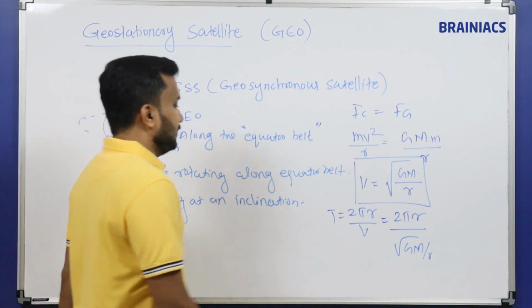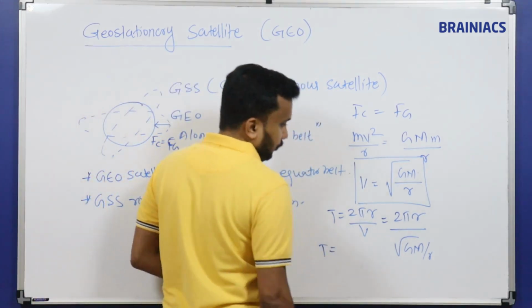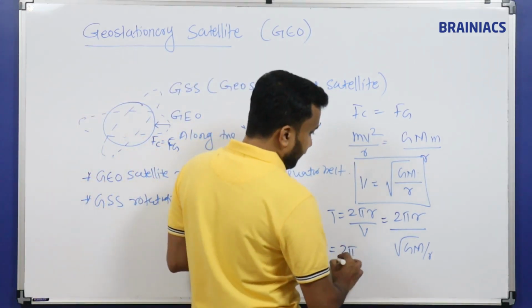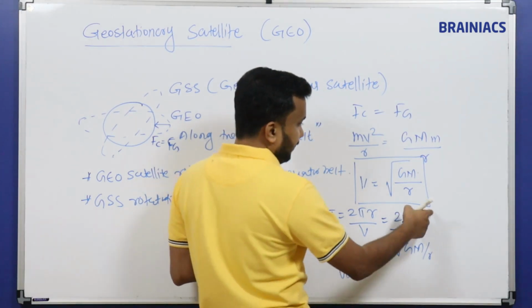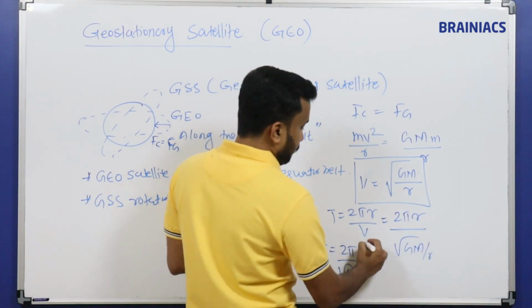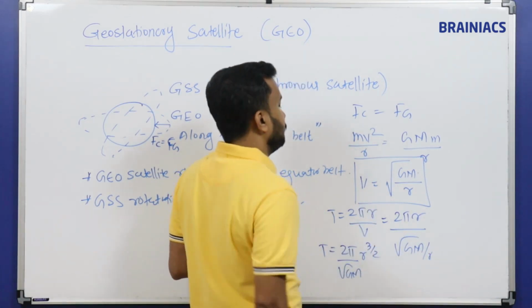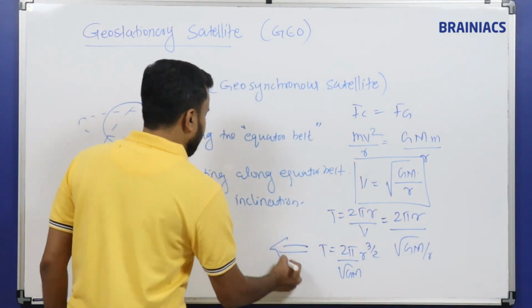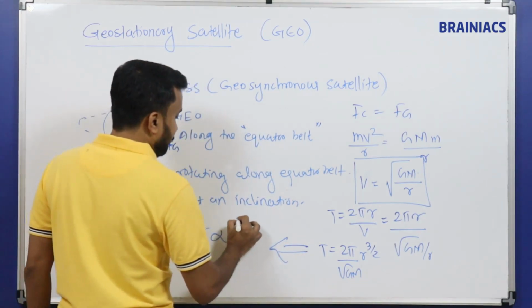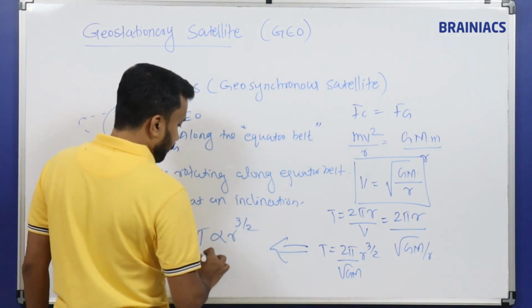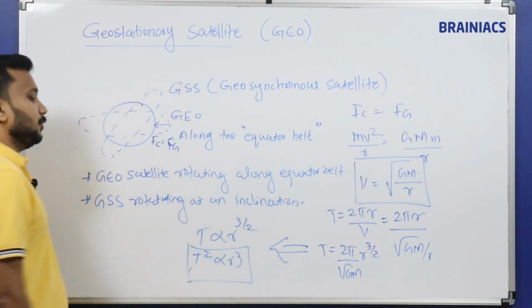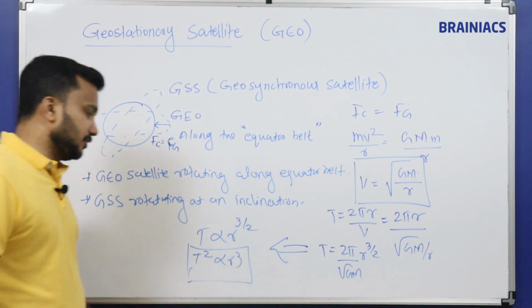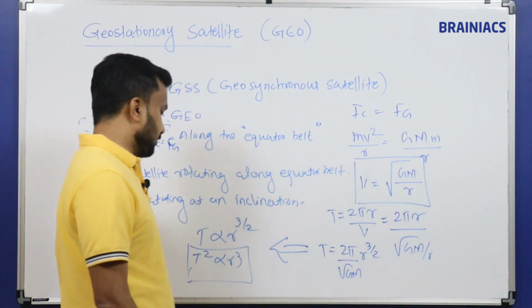So T will be equal to 2 pi divided by root GM into r raised to 1 by 2 into r, so r power 3 by 2. The important relation coming from here is T is proportional to r power 3 by 2, or T square is proportional to r cube. This is related to Kepler's law, which we are going to learn in the next sessions.